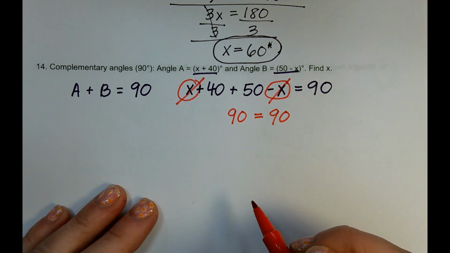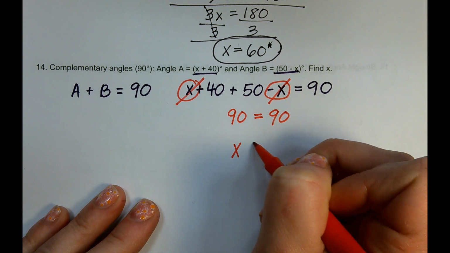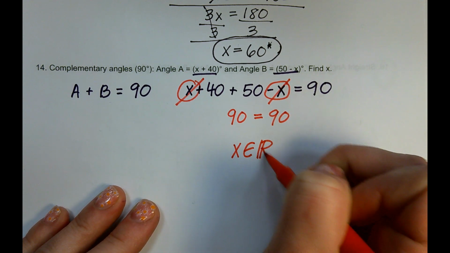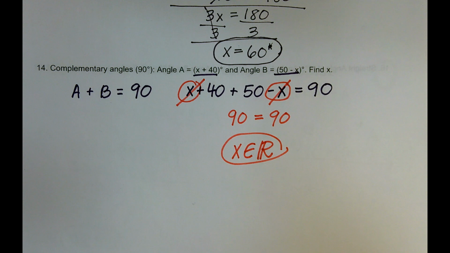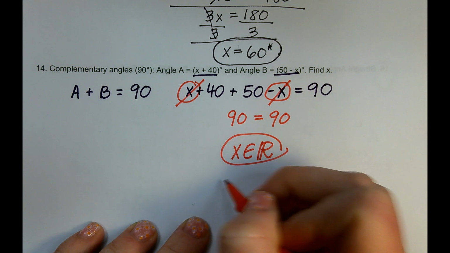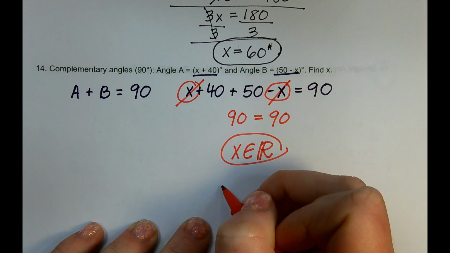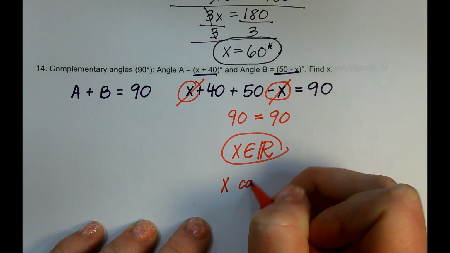So, our answer: all real numbers, X ∈ R. X belongs to the set of all real numbers. Pretty cool. If you forget that, you could also write all real numbers. Or you could just say X can be any number.